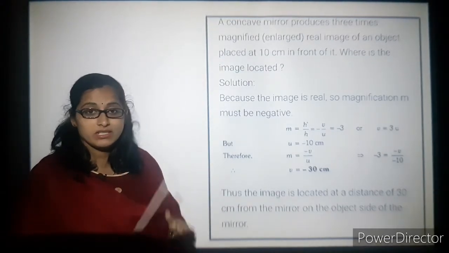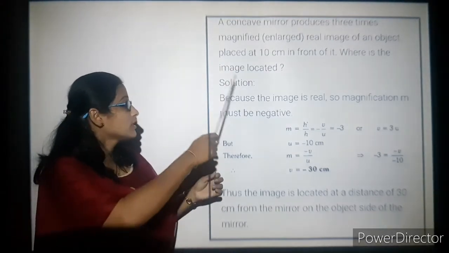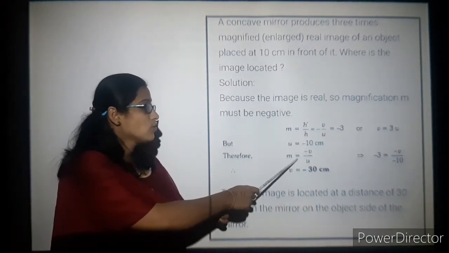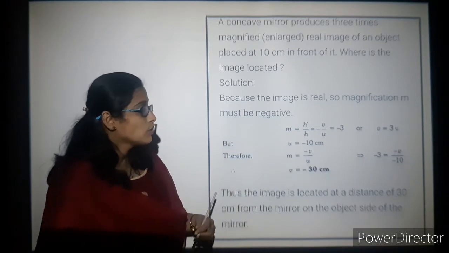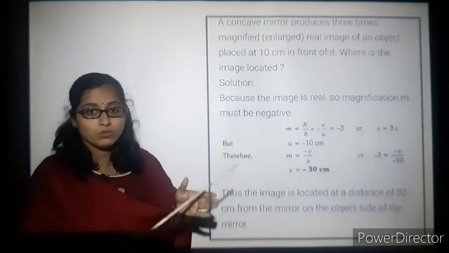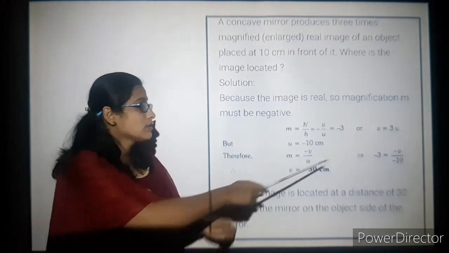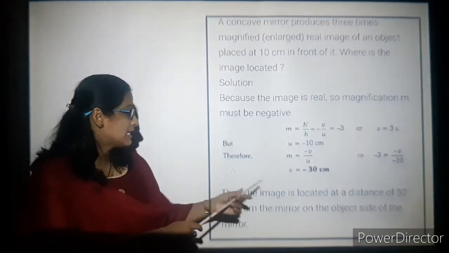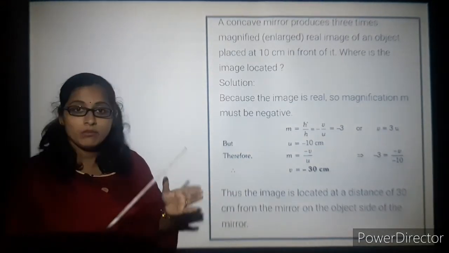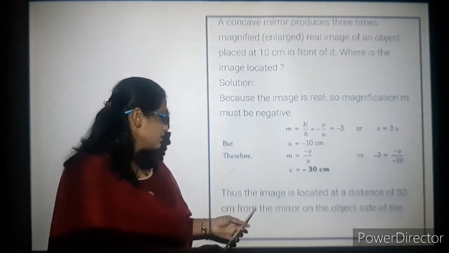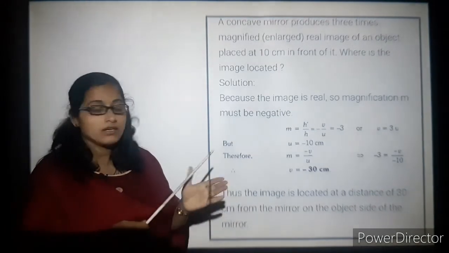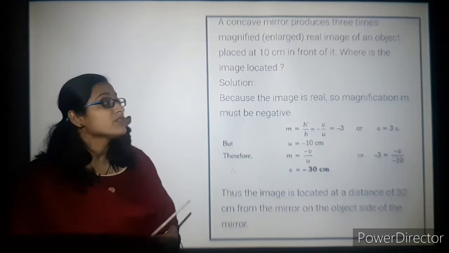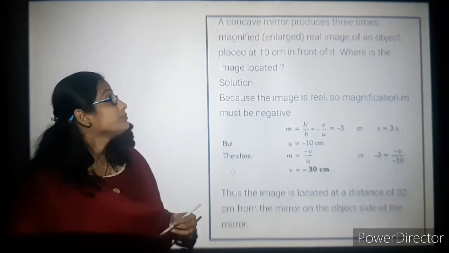U always represents negative. So they have given only 10, you need to put it as negative sign here. Therefore, magnification is equal to minus V by U. So minus 3 equals minus V by minus 10. So cross multiply, it will be V is equal to minus 30 centimeters. So your image is located at a distance of 30 centimeters from the mirror, on the object side of the mirror. So continuing with the next.